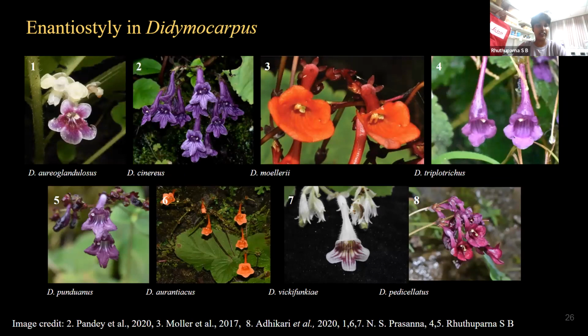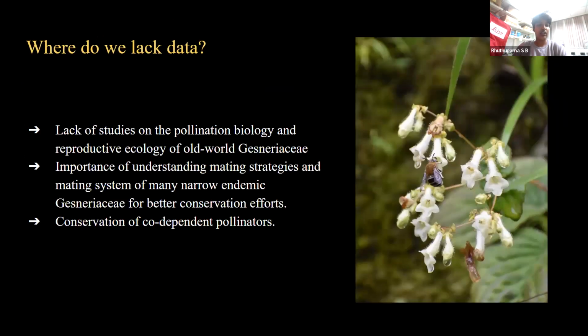So even though these mating strategies and their functions were discussed by great scientists like Darwin himself and subsequent researchers, there is still a severe lack of studies on these reproductive traits, especially in a family like Gesneriaceae. And it is really important to understand the pollination biology, mating system, and mating strategies in this plant family, as many genera are narrow endemic, and this will help in better conservation efforts of the plant as well as the pollinators associated with it.